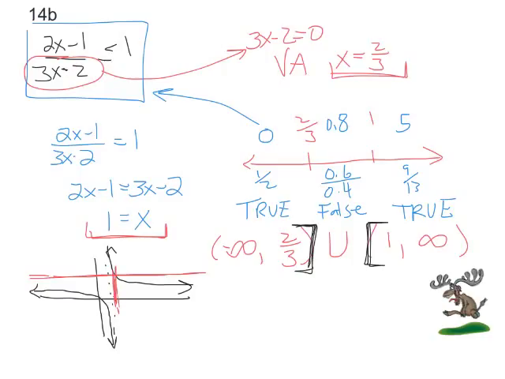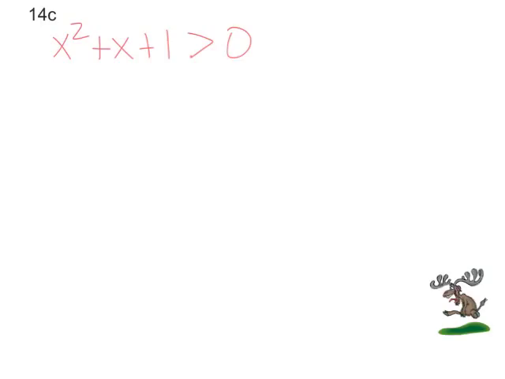All right, let's look at the next one. 14C, we're looking at another quadratic, and we want to know when that quadratic is above the curve. Looking at this quadratic, I can try to factor it, but there actually is no way to factor this. So in solving the quadratic equation when it is 0 to find our test values, I'm going to go ahead and use the quadratic formula.